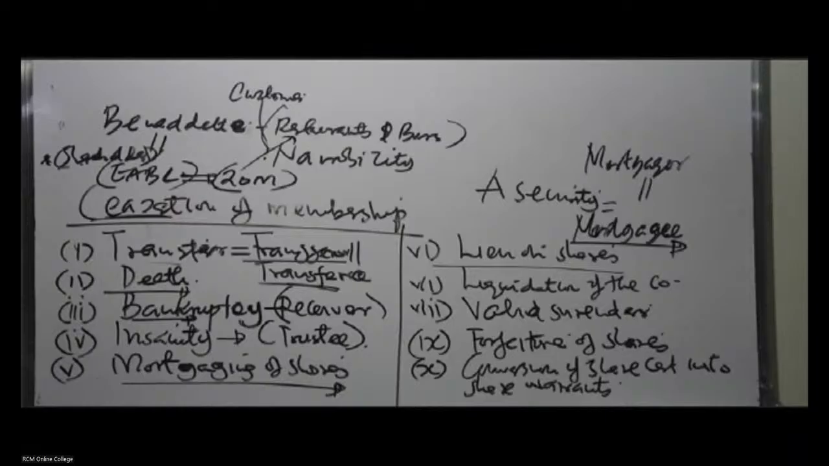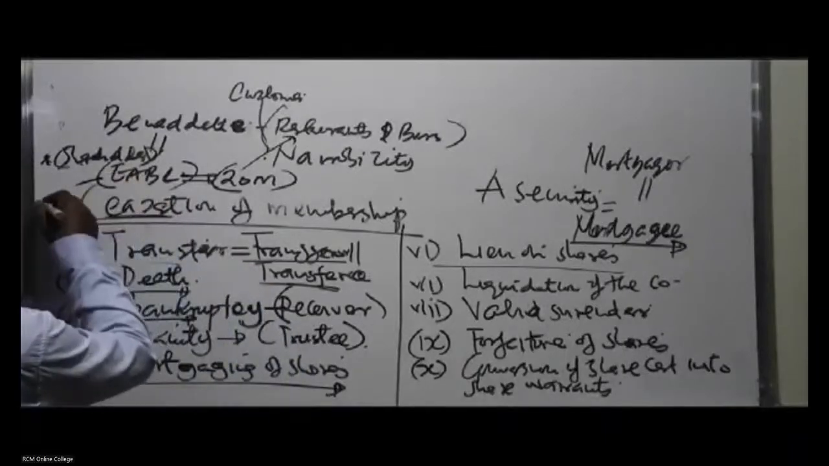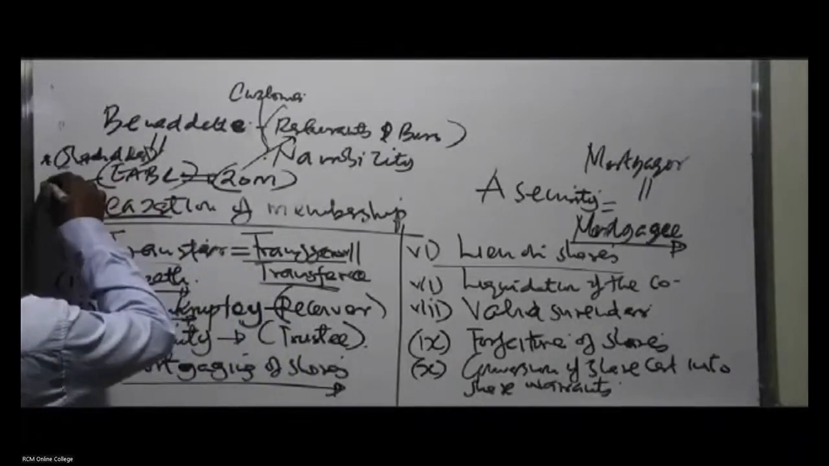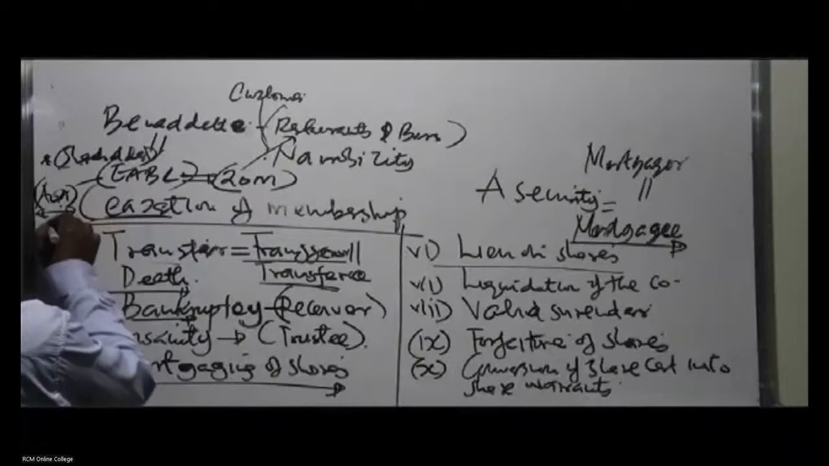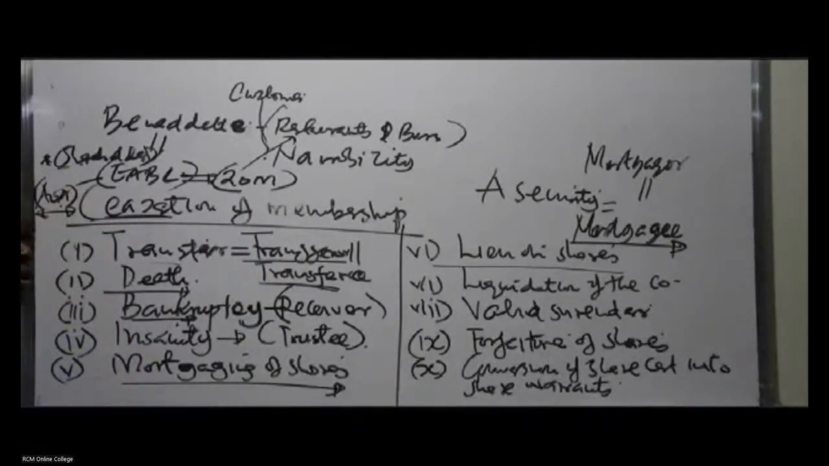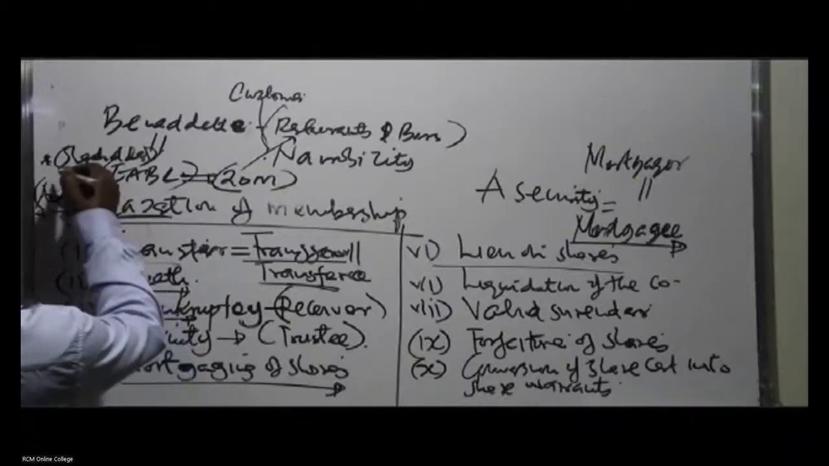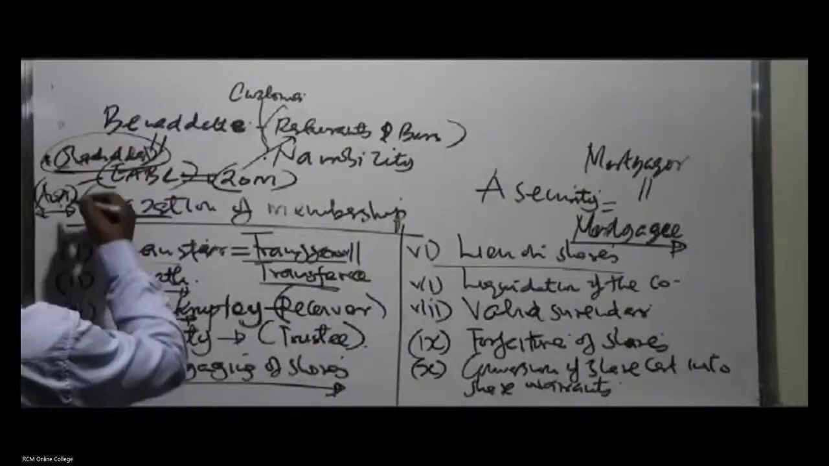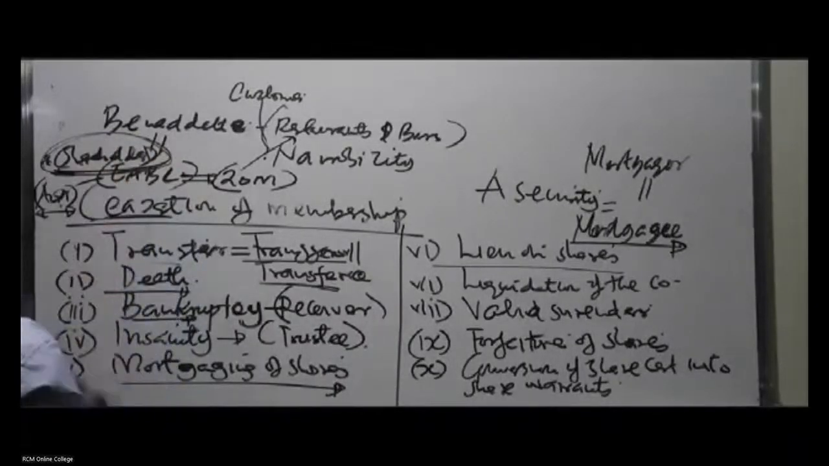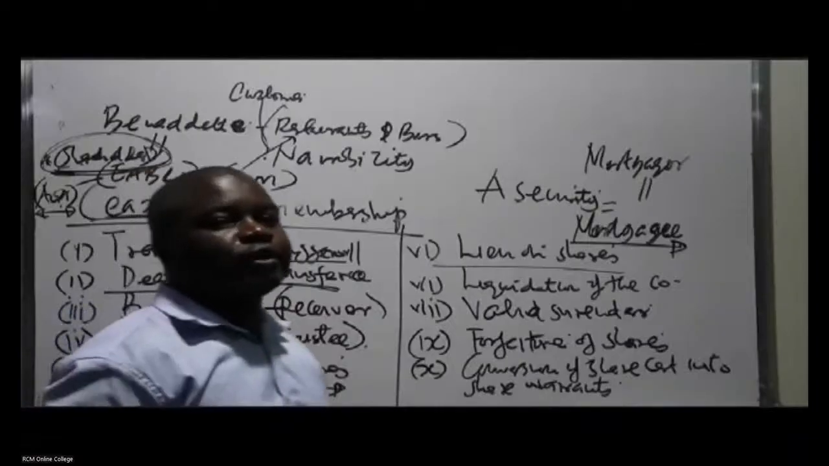So lien on shares occurs in a situation where the articles of association of this EABL as a company provide that in any case you are indebted to the company, you owe the company as a shareholder, what can happen is they can eventually take over your shares. When they do that, we say they are exercising the right of lien on your shares.